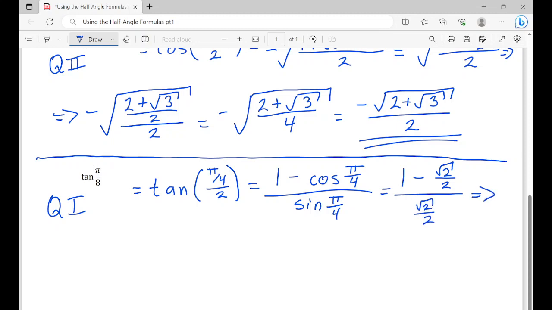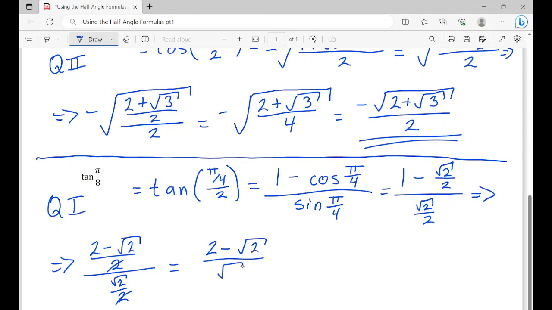Now I need to simplify this down. So the numerator is going to turn out to be 2 minus root 2 over 2, all over root 2 over 2. And now since both denominators have a 2, I can just cancel those out, and I'm going to be left with 2 minus root 2 over square root of 2. And in this case, I'm going to rationalize the denominator. So I'm going to multiply top and bottom by root 2.